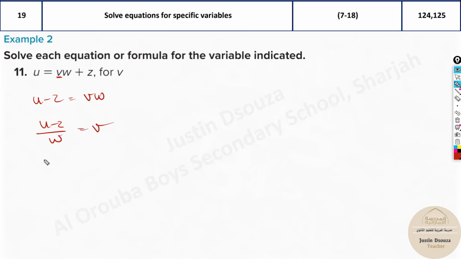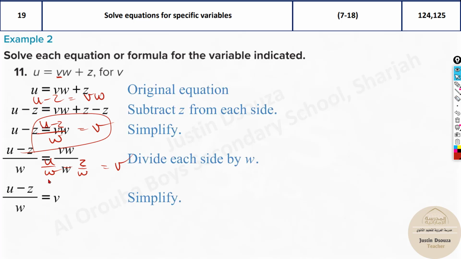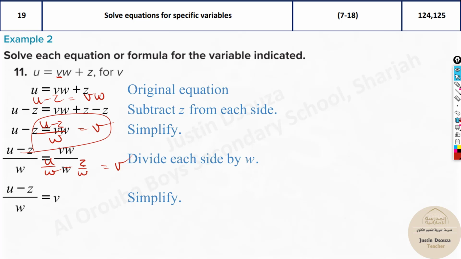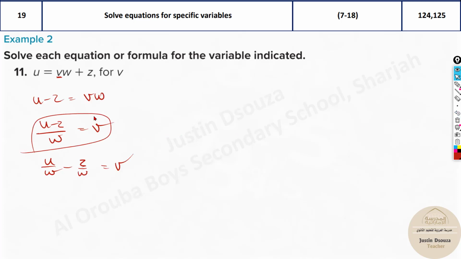This is the answer. But if you want to simplify further, it will be u by w minus z by w. But this is more preferred answer. That's it. Okay. See, this one is only 2 steps I know. So now it depends on the corrector as well. I personally don't mind if you have written so much because you understood the problem. This is correct, absolutely correct.